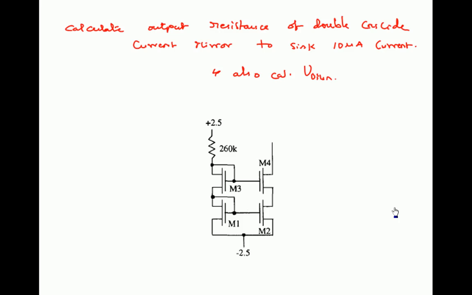This is a simple problem. Calculate the output resistance of a double cascode current mirror to sink 10 microampere current and also calculate V0 minimum required. A simple problem on double cascode current mirror. That is, the output current is given as 10 microamperes. VDD is given as plus 2.5 volts, VSS is given as minus 2.5 volts. VGS we can assume as 1.2 volts, standard values.